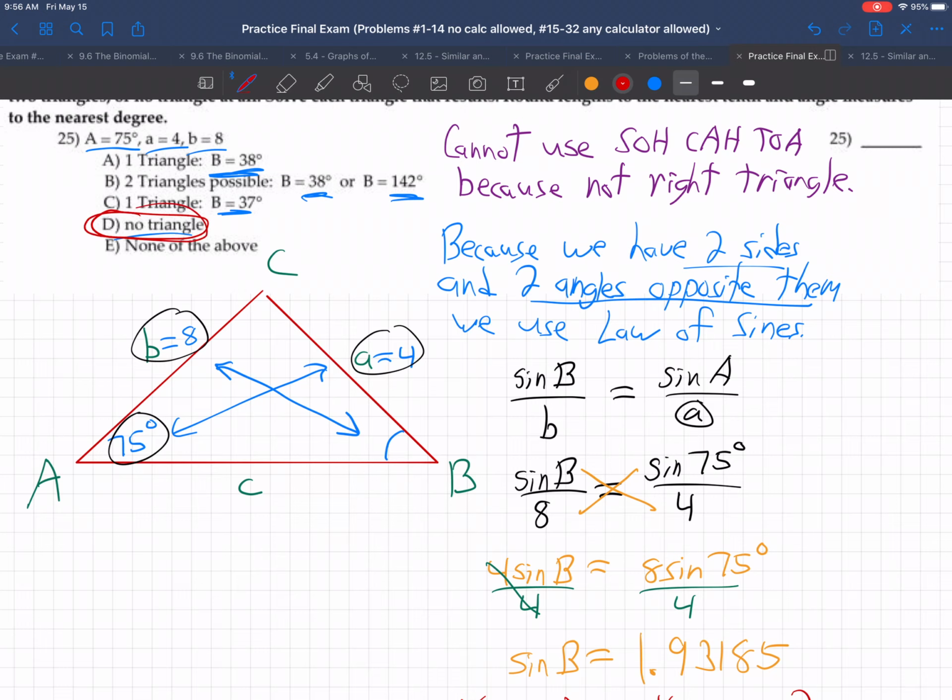The truth is there's no real-life triangle that exists like this. This is a fairy tale triangle. You can't really have a side length of 4 across from a 75-degree angle and then a side twice as big, 8. This angle would have to be way bigger than 75 degrees, and it would be too big to even make a triangle possible. This is a make-believe triangle. No triangle is possible that fits this situation.